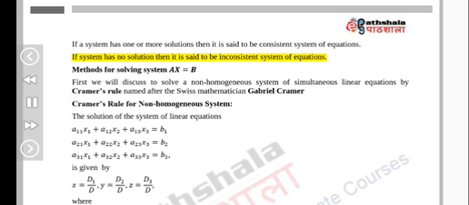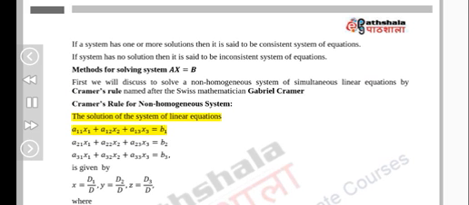If a system has no solution, then it is said to be an inconsistent system of equations. Methods for solving the system AX equals B. First we will discuss how to solve a non-homogeneous system of simultaneous linear equations by Cramer's rule, named after the Swiss mathematician Gabriel Cramer. Cramer's rule for non-homogeneous system.